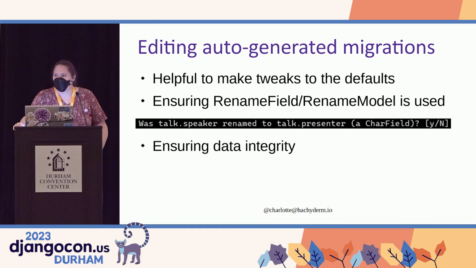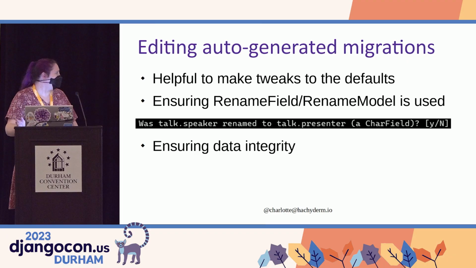Here I've got a clip of the prompt that Django gave me when I generated that second migration. It asked me, was talk.speaker renamed to talk.presenter? And I had to tell it yes, and so that way it used a RenameField instead of removing a speaker field and adding a presenter field. Part of the reason I point this out is if you don't get that prompt when you make a migration and you've renamed something, you probably want to check and make sure what it did. Because if you change too much at once, Django may not be able to recognize that this was supposed to be the same thing, just with a lot of changes.